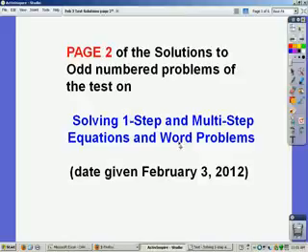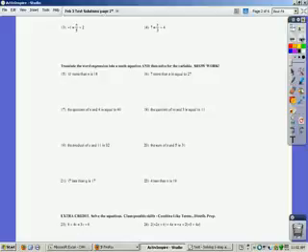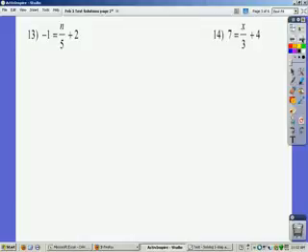Good morning. This is part 2 of the solutions to the odd number problems from the test we just recently took. This is the page 2 file. Now this is how the second page of the test looked. This is too small for us to actually be using, so I will be zooming in onto individual problems.